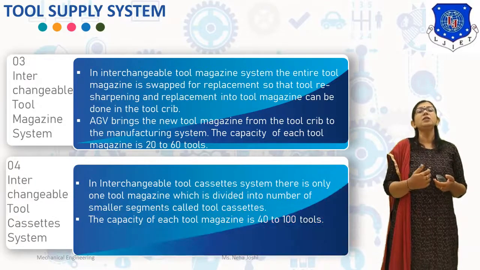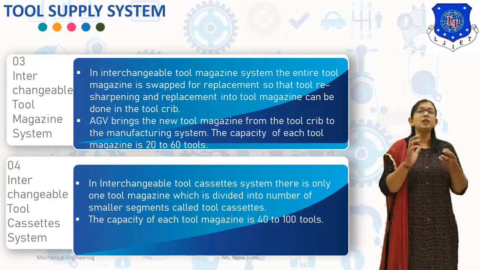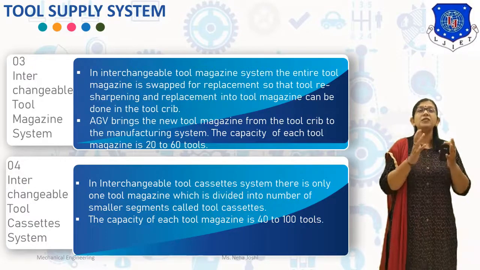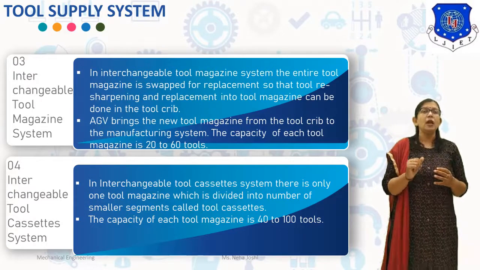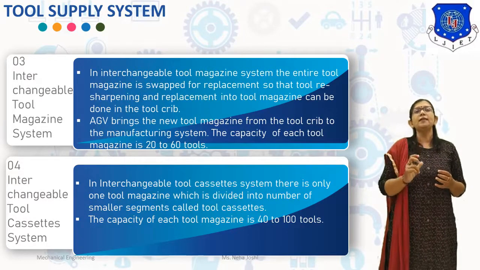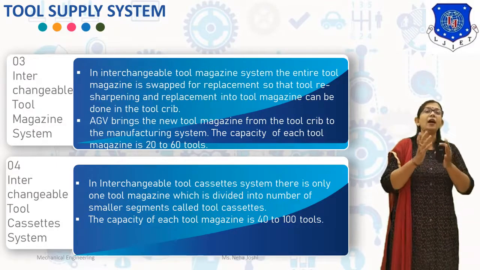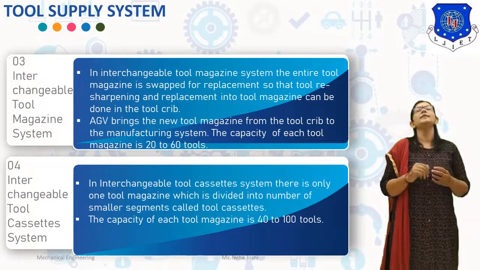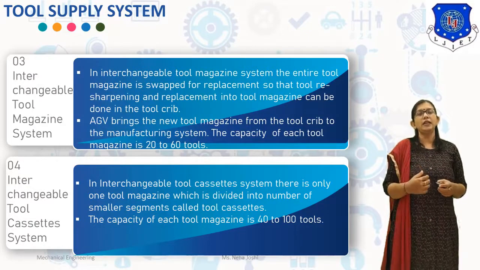Next one is the interchangeable tool cassette system. In the interchangeable tool cassette system, there is only one tool magazine, which is divided into a number of small segments called cassettes. Each tool cassette contains a limited number of tools. Instead of interchanging the entire tool magazine, one tool cassette is replaced at a time. This reduces the tool changing time.